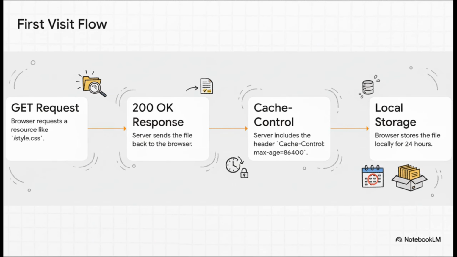So the very first time you visit a site, your browser sends a standard GET request for, say, a CSS file. The server sends back the file, of course, but it also includes this really important HTTP header, Cache-Control. A little directive in there like max-age=86400 is the server telling your browser, hey, this file is good for the next 24 hours. Don't even bother asking me for it again. Just use your local copy.